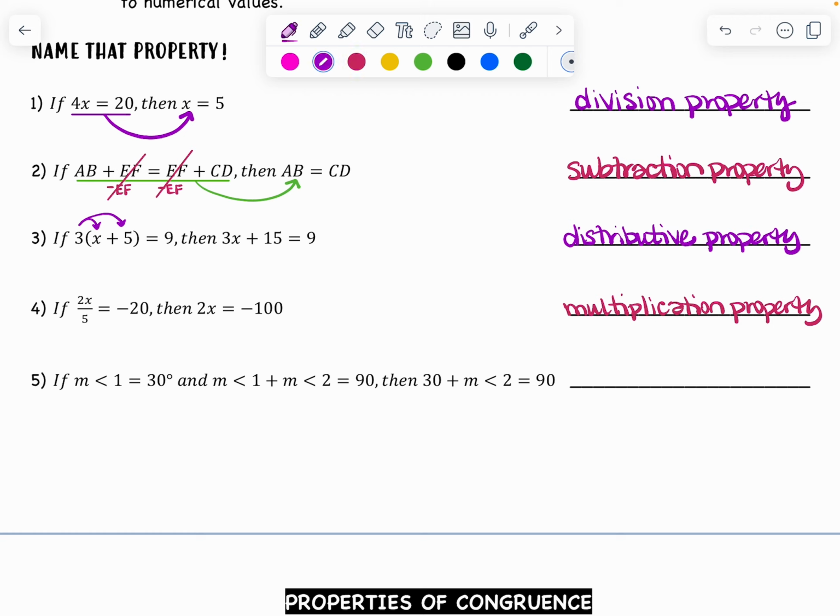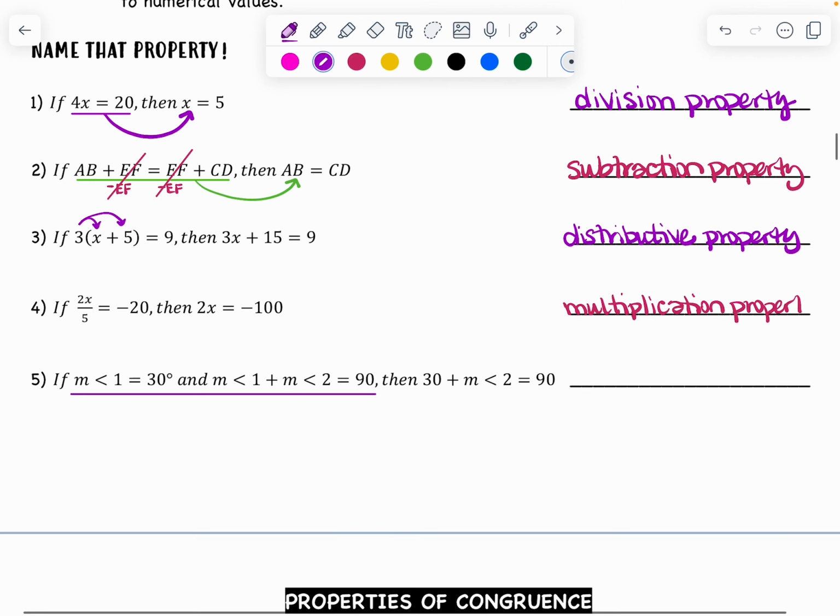And then this last one can also be a bit confusing because there's a lot going on. So I just want to make sure we see what's happening. The hypothesis is very long. So it tells us two things. The measure of angle 1 is 30, and the measure of angle 1 plus the measure of angle 2 equals 90. So I've got two different things there. Then what allows me to conclude that 30 plus the measure of angle 2 equals 90?